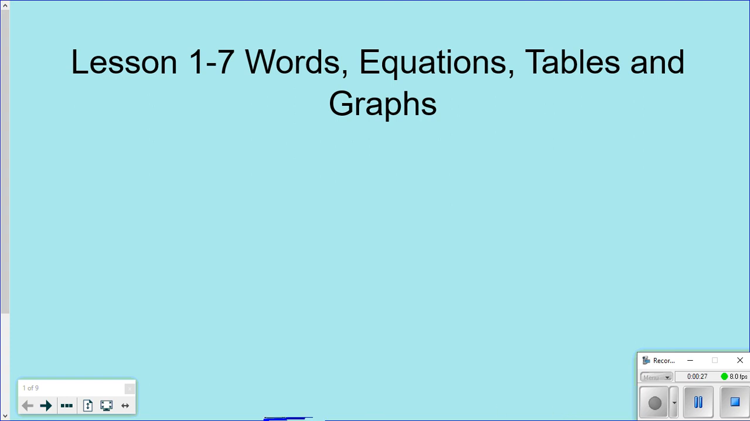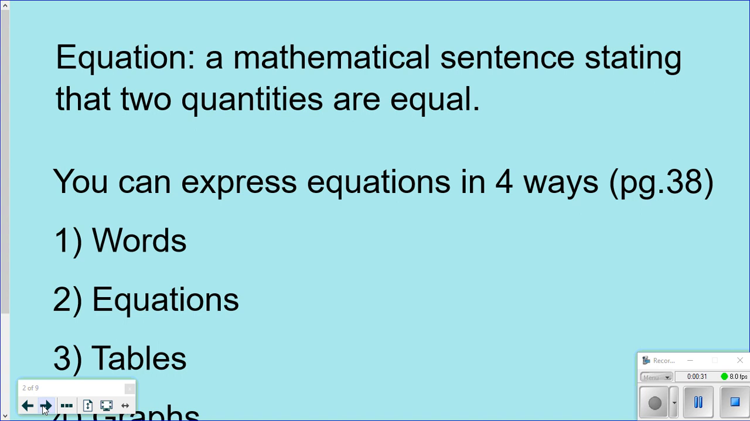So the first thing I'm going to talk about is an equation and what it is, okay? An equation is a mathematical sentence stating that two quantities are equal. You actually deal with equations quite often, even when you're young. This can be a simple equation. You see how two things are equal. This side is equal to this side.